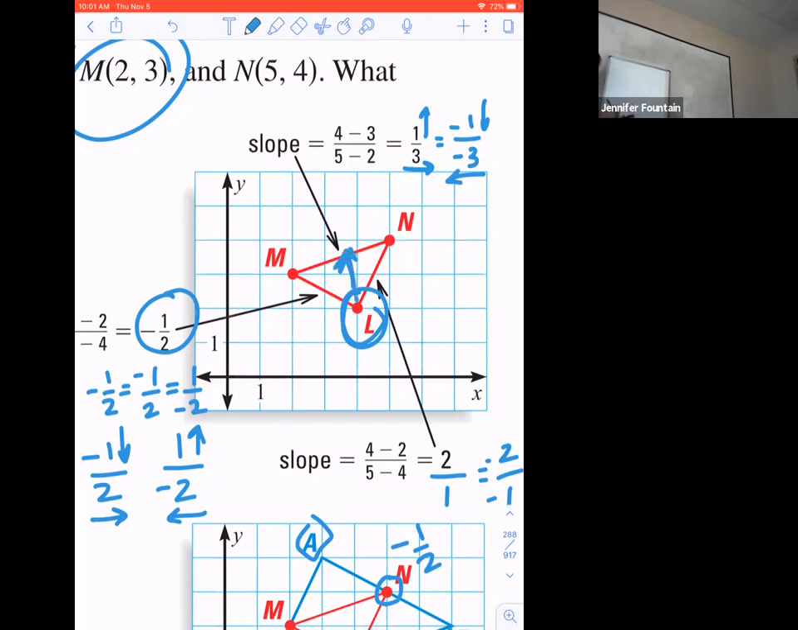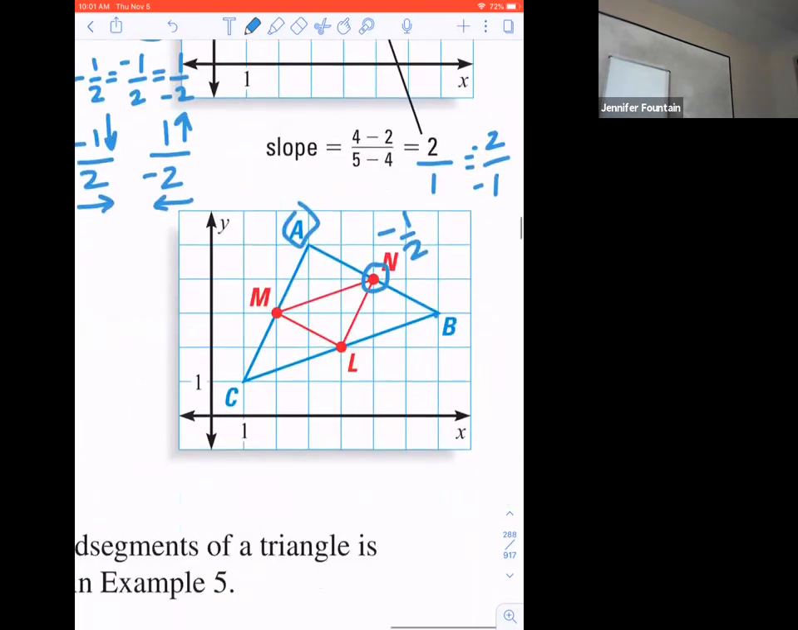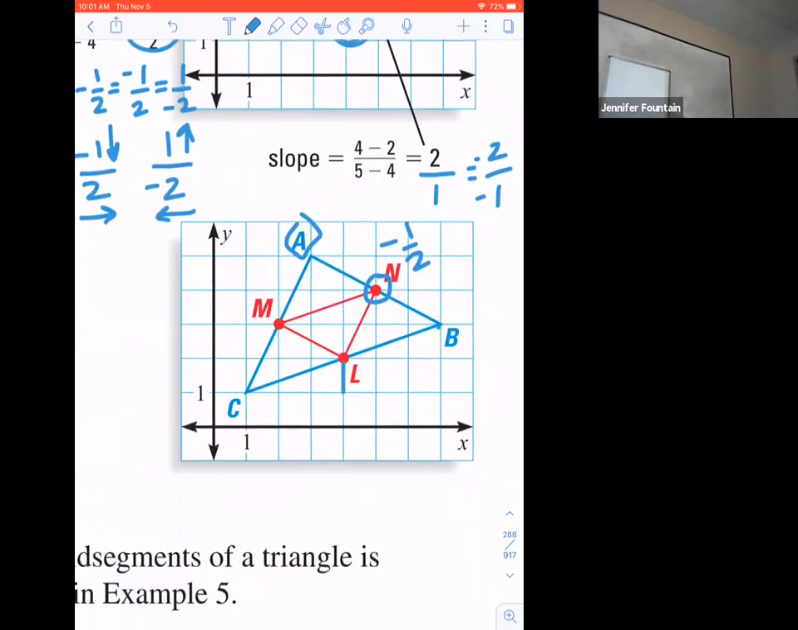So to plot L, I'm going to have to use the slope of MN, which is going to be 1/3 or -1/3. So notice when we get to L, I'm either going down 1 and left 3, or I'm going up 1 and right 3. I'm using that slope.